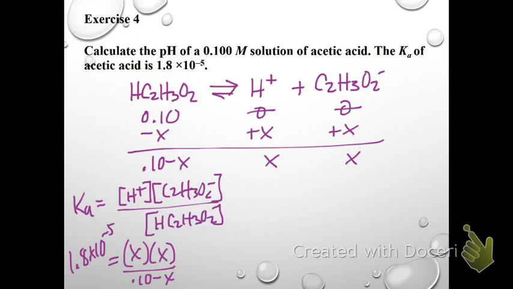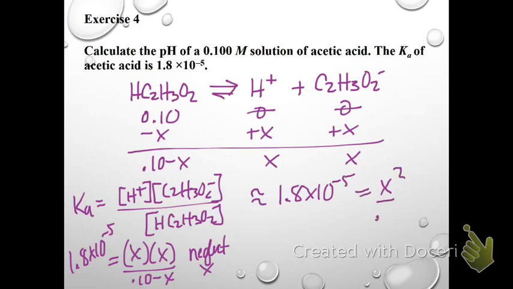You will probably get the Ka value of acetic acid memorized. They use acetic acid a lot. It's like a common one. Okay, we're going to neglect x because we always want to try that if we can, because it makes life easier. So then we would say approximately equal to 1.8 times 10 to the negative 5 equals x squared over 0.1. That's easy peasy math, right? x would be equal to 1.34 times 10 to the negative 3.